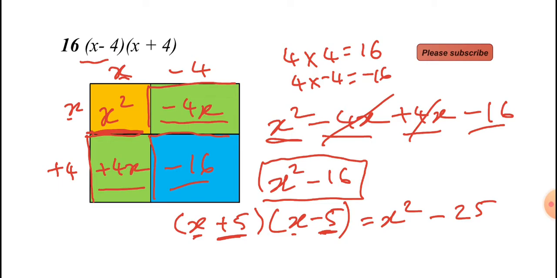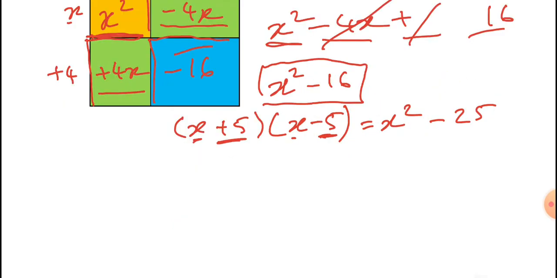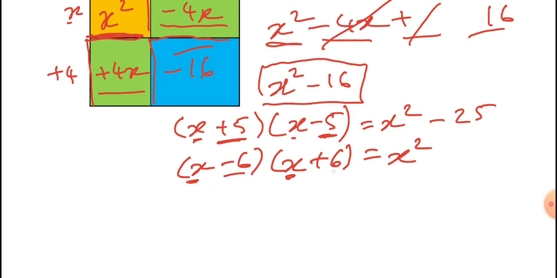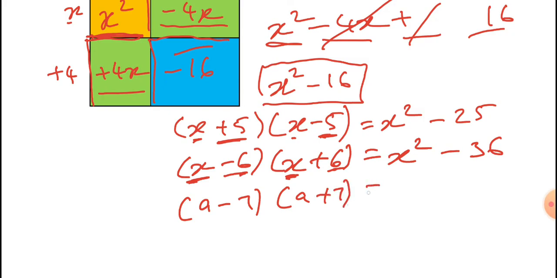Okay, another example would be if I had x minus 6, x plus 6. Because x here and x here, it will be x squared, and then minus 6 times 6 is minus 36. This will only happen so long as the x and x are the same, the number here is 6 and 6, and there are different signs. One is plus, the other one is minus. So for example, if we had a minus 7 and a plus 7, the answer would be a squared, and then 7 times 7 is 49, so it will be minus 49.